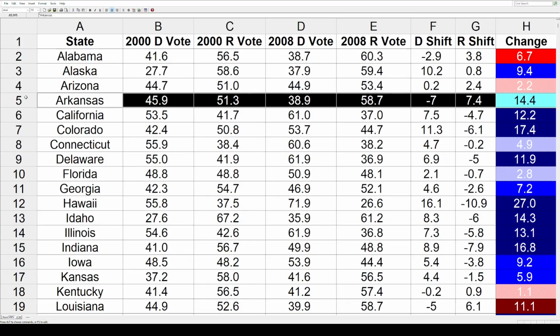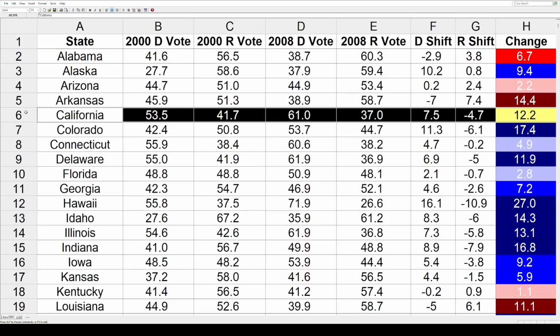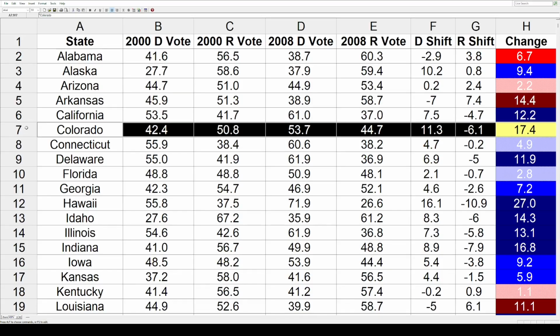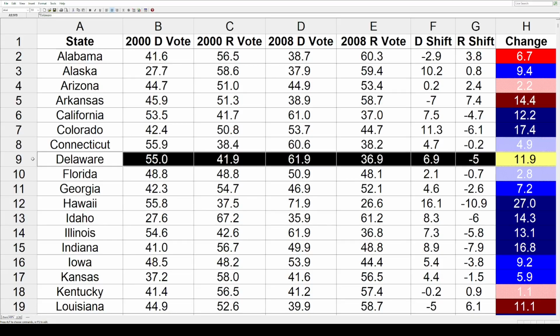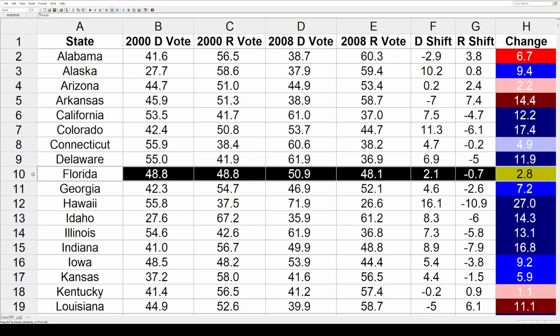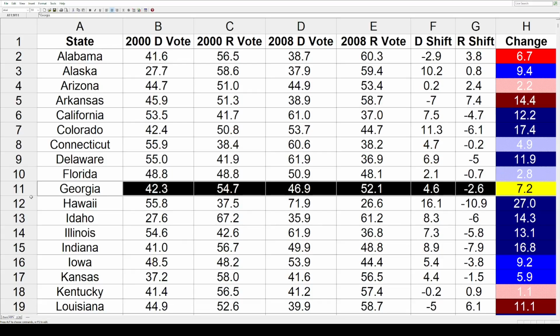Arkansas went 14.4 toward the Republicans. California shifted toward the left by 12.2. So did Colorado by 17.4. Connecticut also went in that direction, but by a lesser 4.9. And that state also did have Joe Lieberman as Al Gore's running mate in 2000. Delaware, back up to double digits toward the Democrats by 11.9. How about Florida? Smaller blue shift of 2.8. Georgia got bluer by 7.2.